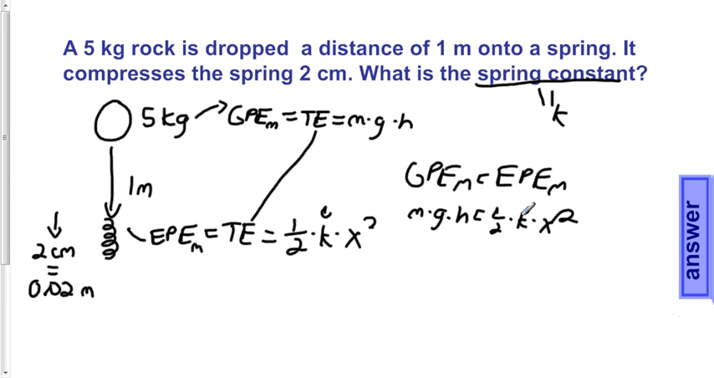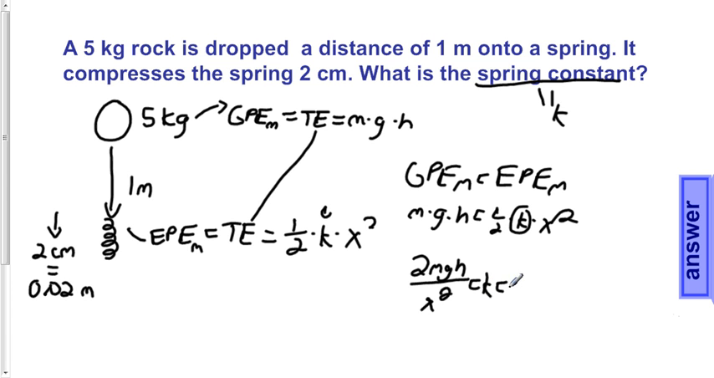We need to algebraically rearrange the equation to get K onto one side so that we can solve for it, which is the objective of the problem. After doing this, we get 2mgh over x squared is equal to K.